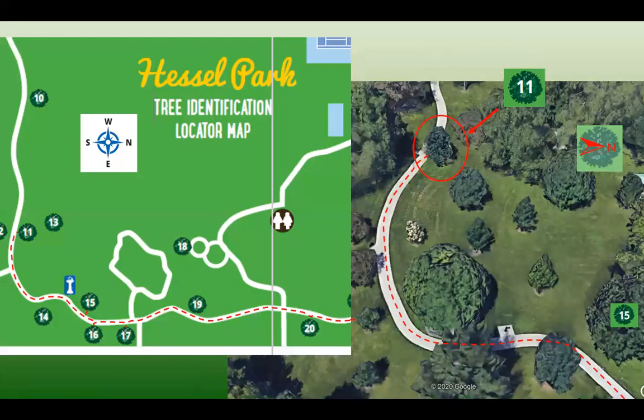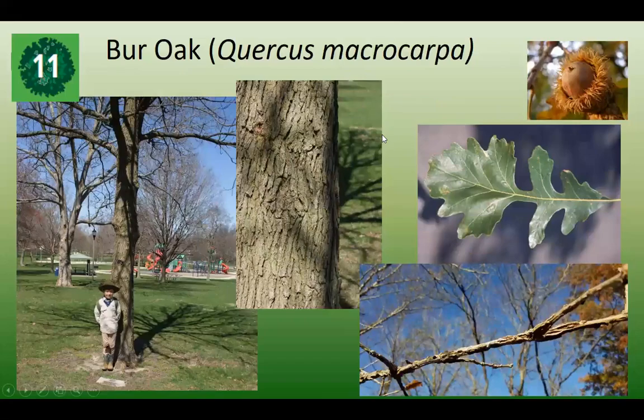And so that brings us to our next tree. We just wound around the corner here to another medium-sized oak tree. You can see Rowan standing next to it there. And this is Bur Oak, or Quercus macrocarpa. There are some pretty good distinguishing features on Bur Oak as well.